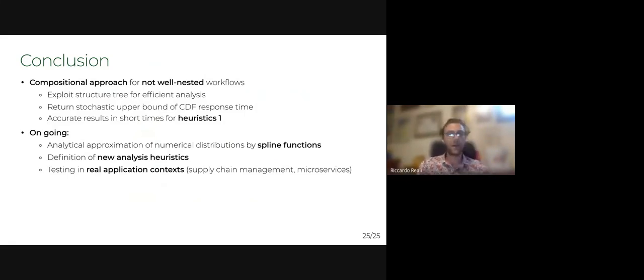for heuristic one. At the moment, we are evaluating how using spline functions for the analytical approximation of numerical distributions affects the accuracy of results. And this could also bring us to identify new analysis heuristics. Moreover, we would like to test the approach in different real application contexts, such as microservices or supply chain management. Thank you.